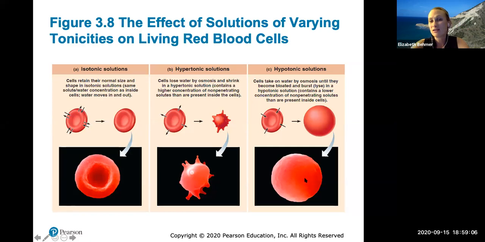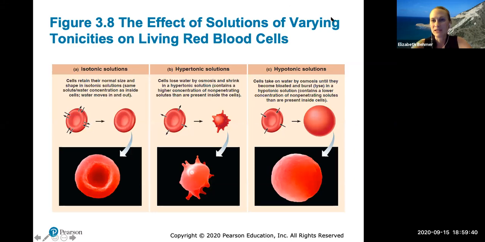If we put red blood cells into a hypotonic solution, we're putting them into a solution that's less concentrated than what's inside of them. So water, again, always travels into an area of more concentrated solute, inside the red blood cell. So when water travels inside, the red blood cell will swell, possibly so much like a balloon that it will actually burst or lyse, and that is called cytolysis, cell splitting.